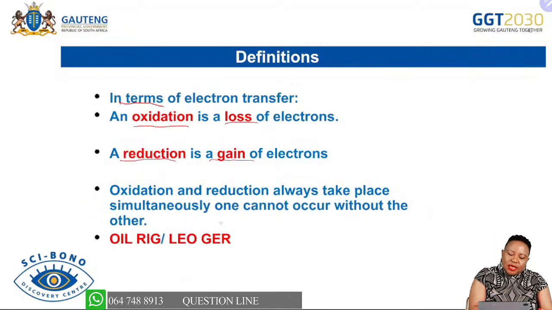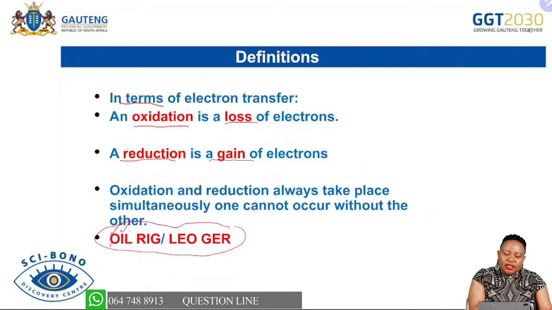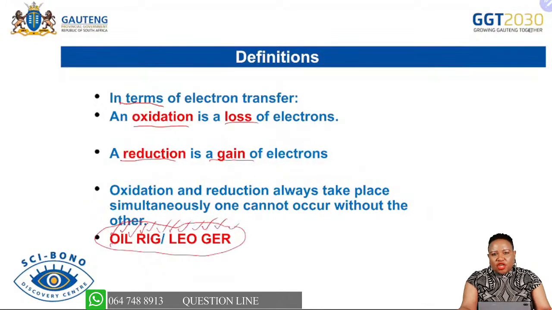Now we can use acronyms like OIL RIG or LEO just to remember the definitions in terms of electron transfer. Where we say oxidation is loss of electrons, reduction is gain of electrons. Or we can say loss of electrons is oxidation and gain of electrons is reduction. So we are just using these acronyms so that we can remember the definition of oxidation and reduction in terms of electron transfer, because they are very close to each other. When the one loses, the other one gains. So you need to say the correct definition according to the exam guideline.